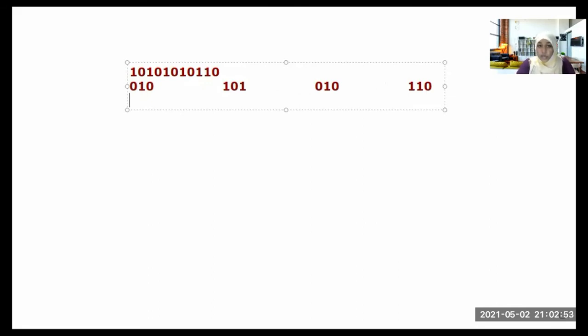Next step, you should write down the octal equivalent of this binary number. If you can remember the chart, easily you can write down the octal equivalent. The octal equivalent of 110 is 6. The octal equivalent of 010 is 2. The octal equivalent of 101 is 5.